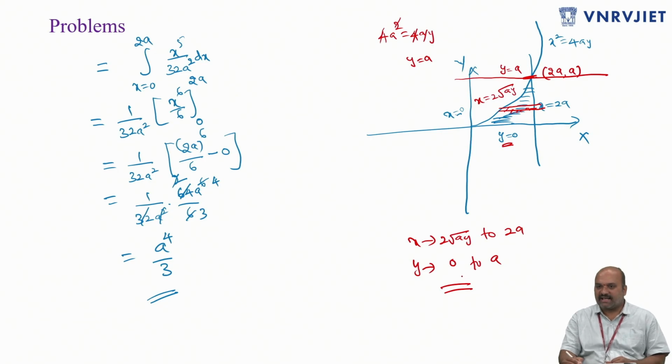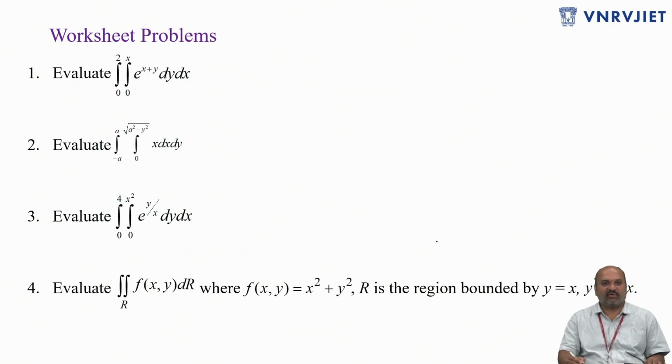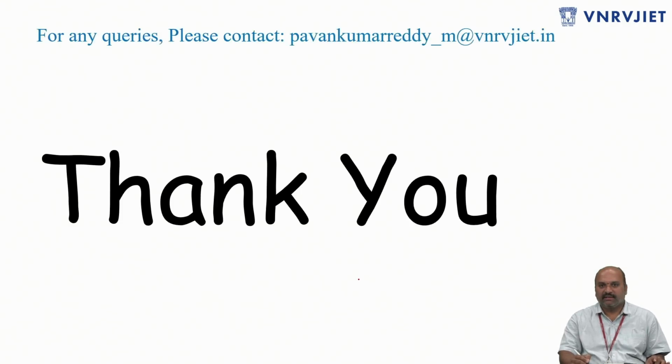Okay, I am leaving this as an exercise. So consider these limits and evaluate, check whether you are getting the same answer or not. So this is identifying the limits when they are not given and evaluating the double integral. Okay, let's work out these problems. The first one is a variable limits problem, and this is also a variable limits problem. Try to work out this too. The limits are not given. Try to identify the region of integration and evaluate the integral.